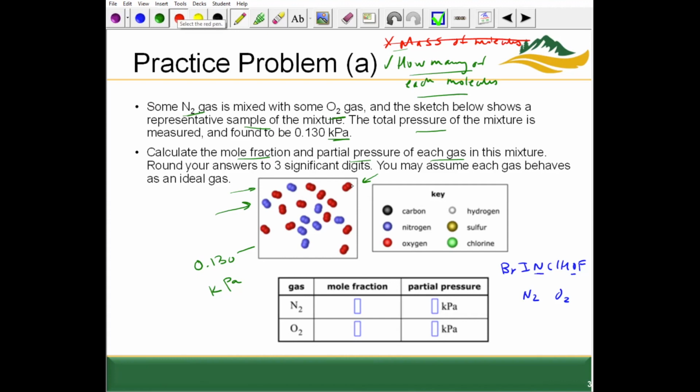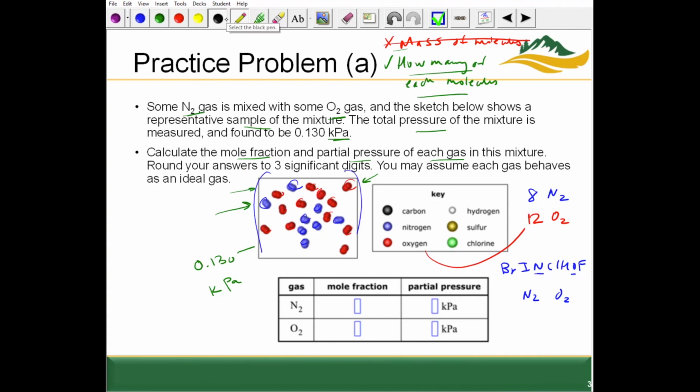So for oxygen, we have 1, 2, 3, 4, 5, 6, 7, 8, 9, 10, 11, 12. So 12 O2. For N2, we have 1, 2, 3, 4, 5, 6, 7, 8. So we have 8 N2 and 12 O2 in our vessel.